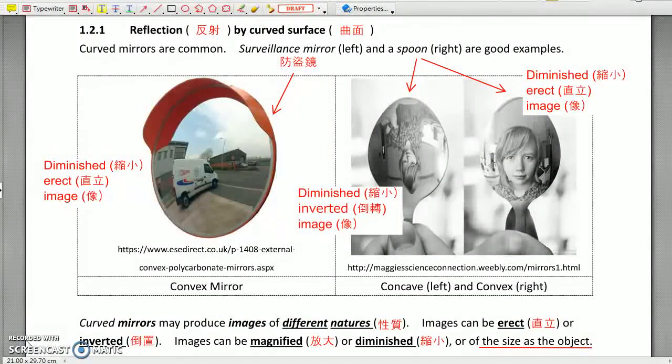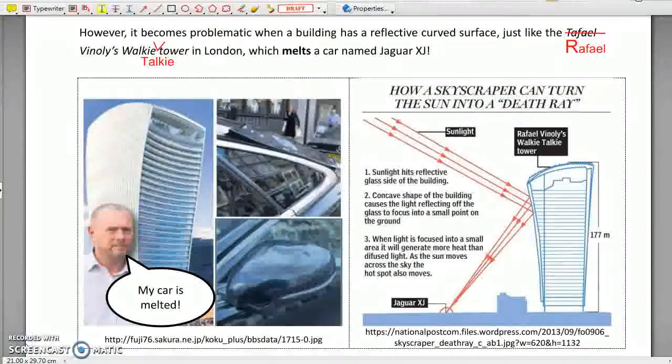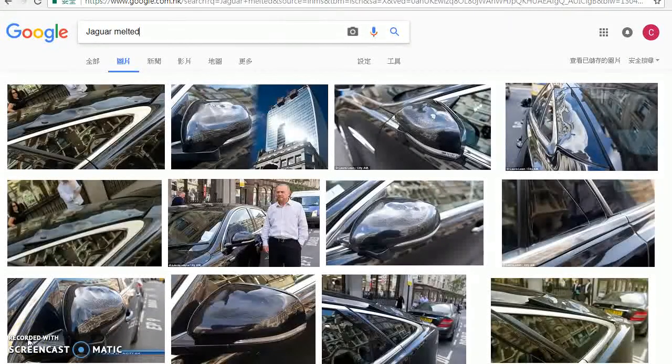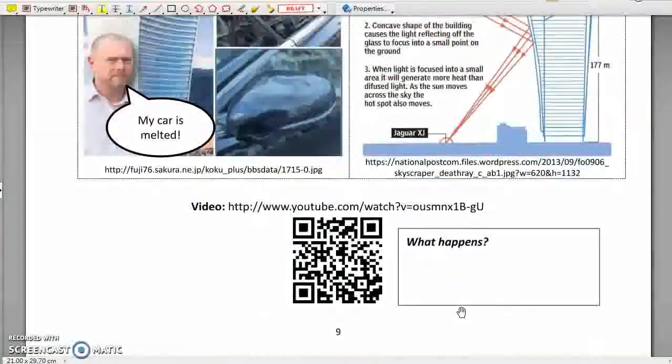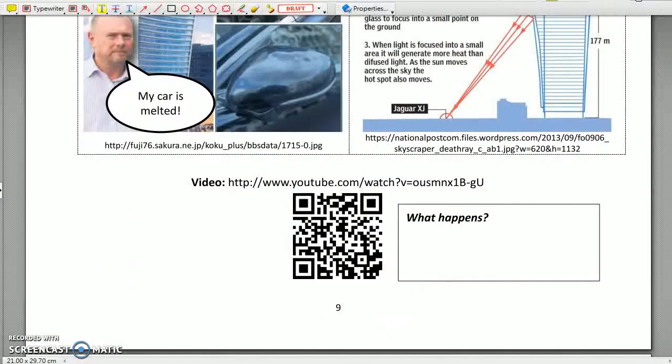Curved reflecting surfaces can be useful, but they can also be problematic. In London, Rafael Viñoly's Walkie-Talkie tower has a concave shape. A car parked in the street was melted by the intense heat from the sun when the building reflected the light and converged it onto the car. Difficult to imagine what has happened, right? Watch the video below.